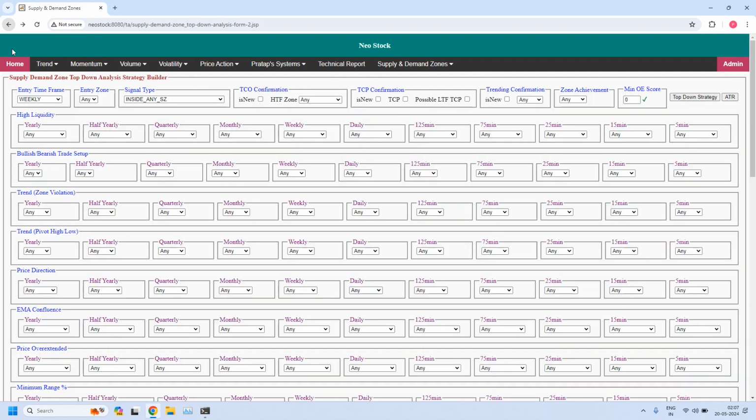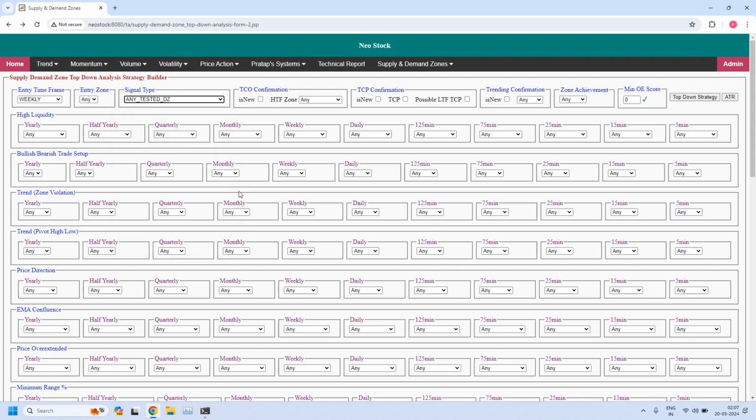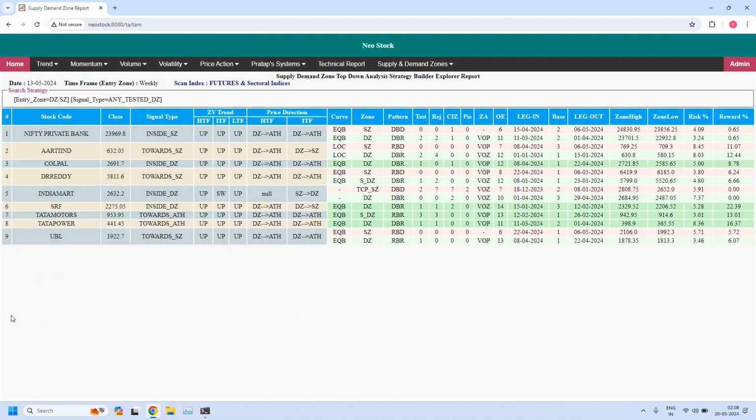Going back. For weekly time frame, let us find the weekly demand zones tested during this week. The stocks having weekly demand zones tested. So these 9 stocks having weekly demand zones are tested.